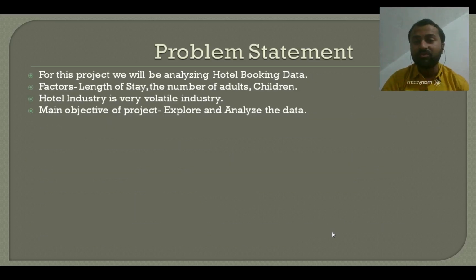Next is my approach to solving this problem. I analyzed the data and found some factors which I listed here: length of stay, how much time a family wants to stay in that place, the number of adults, and the number of children. These are some factors which also affect the price. Now, talking about the hotel industry, it is a very volatile industry. It depends on the bookings, and the bookings depend on these factors. So in that data set, I explored the data, raised some questions, and got the answers by analyzing the data.